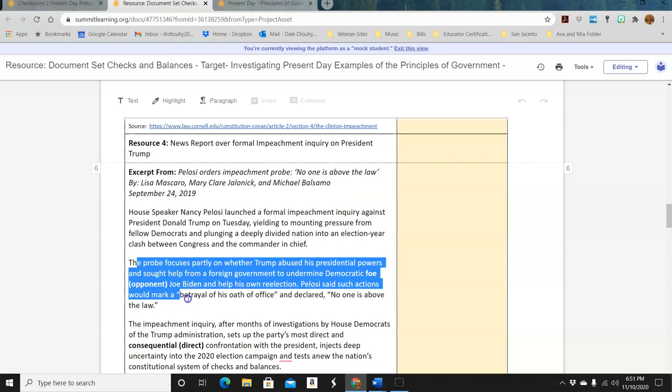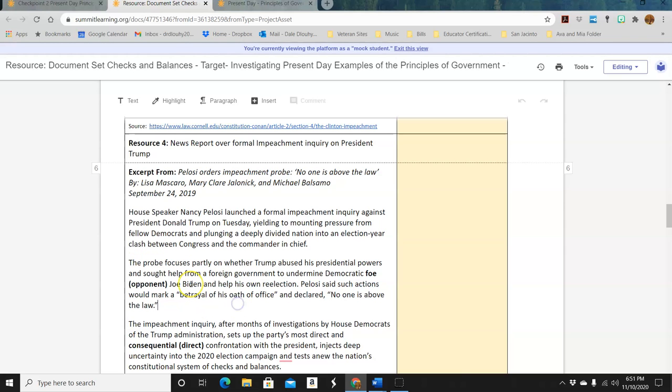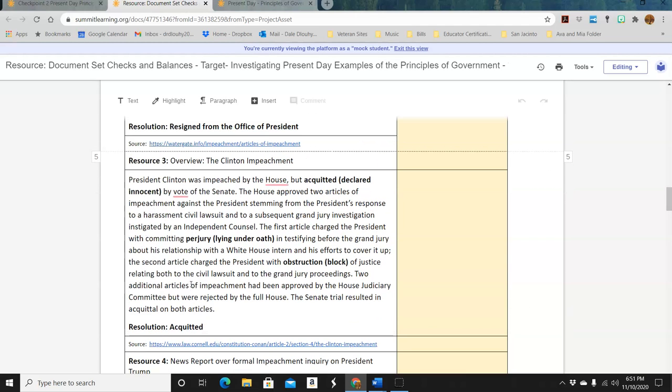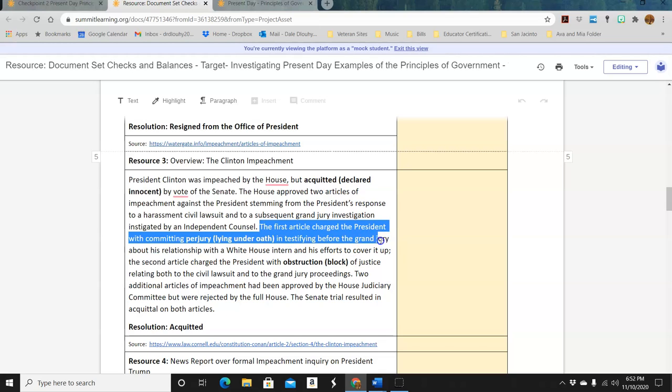Here is a great passage you can use to talk about why we need impeachment. But also the one about Clinton too, about Clinton lying under oath. In the first article, it charged the president with committing perjury, testifying before a grand jury. That's a great piece of evidence that you can use too.